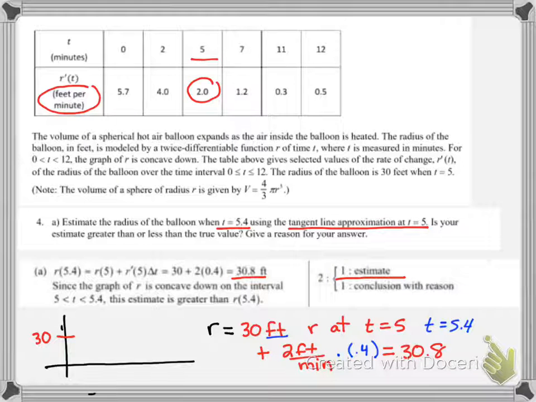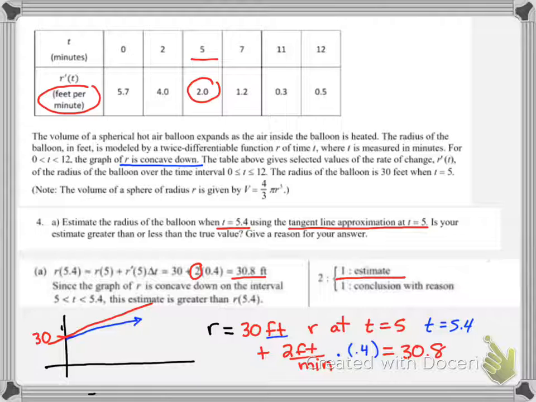Now as we think about answering the second part of part A, we had this tangent line approximation that had a y-intercept of 30 and was increasing at this slope of 2. But they also tell us that the graph of r, the radius, is concave down. So if we were to sketch something that's concave down, it would be looking like the blue. Concave up, of course, would look like the black. That's not what we want.